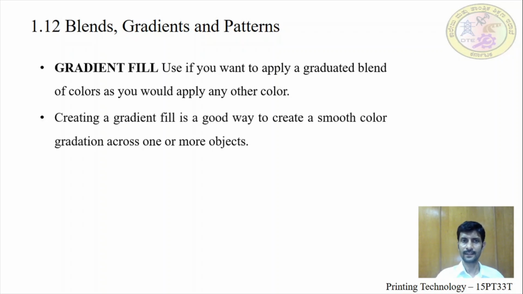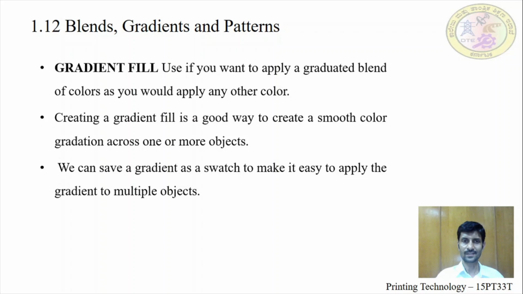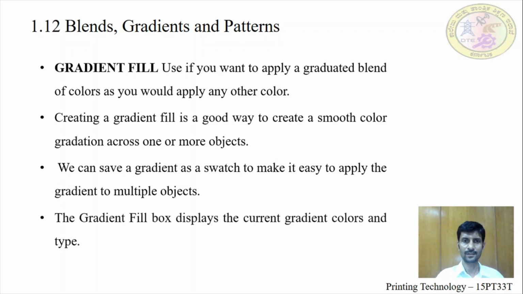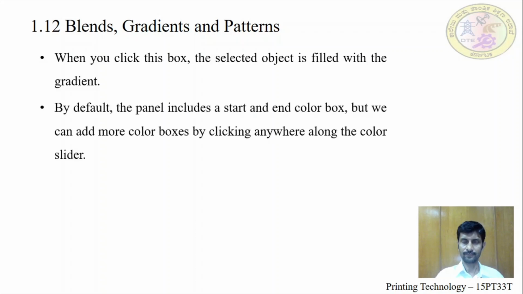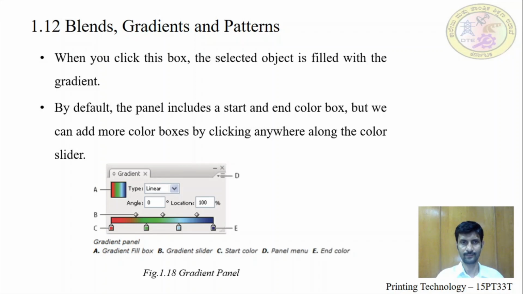Creating a gradient fill is a good way to create a smooth color gradation across one or more objects. We can save gradients as swatches to make it easy to apply the gradient to multiple objects. The gradient fill box displays the current gradient colors and the type. When you click on the box, the selected object is filled with the gradient. By default, the panel includes the start and ending color of the gradient, but we can add more colors by clicking anywhere along the color slider.